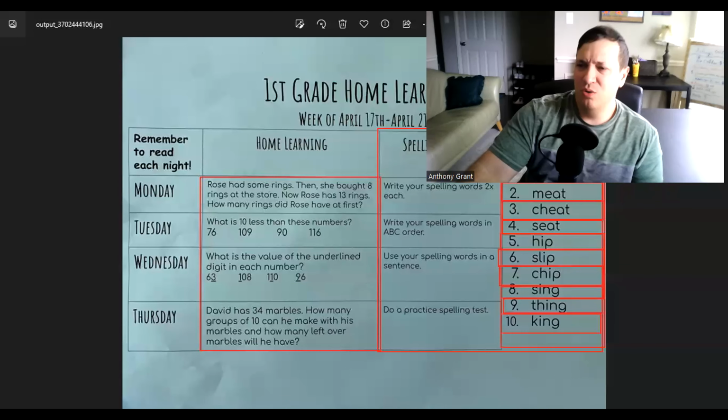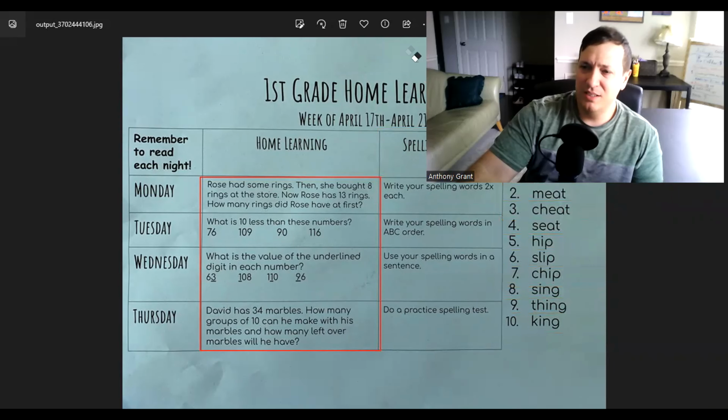Okay. So now what you need to do with these words is you need to make sure that you can remember the spelling. So you have to write them 2 times each. And then this is kind of a hard one. You have to be able to put them in ABC order. That's alphabetical order. So like, let's look here.